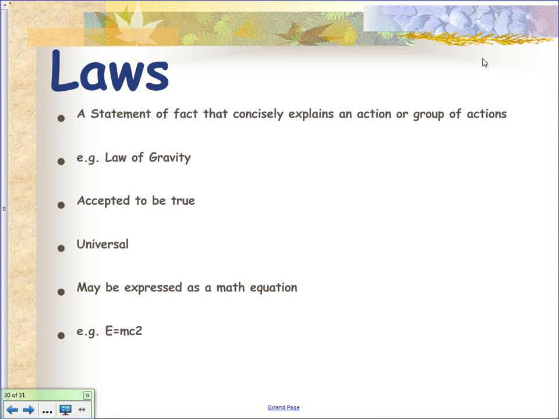Laws are a little bit different. A law is a statement of fact that explains an action or a group of actions. So for example, gravity. We know that when objects fall, they fall down. That's the law of gravity. It's accepted to be true. So there really isn't a person on the planet that would argue that on Earth objects fall down. It's universal. And that can be a little bit deceiving. It's universal to the specifics of the law, the confines that the law says.